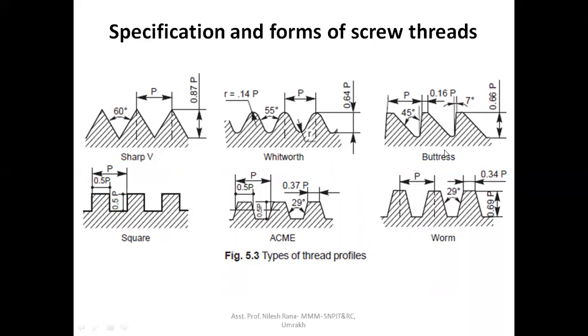This is a buttress thread. You can see the one direction motion. So here the angle between the flank and the surface is 45 degrees. Okay. So here the pitch value is the same thing. Here the square thread is there. This is the Acme thread. The angle between the two flanks is 29 degrees, and this is a worm thread. The angle is also 29 degrees. But the difference is that here it is 0.34 p and this is 0.37. Okay, so these are the types of screw thread.